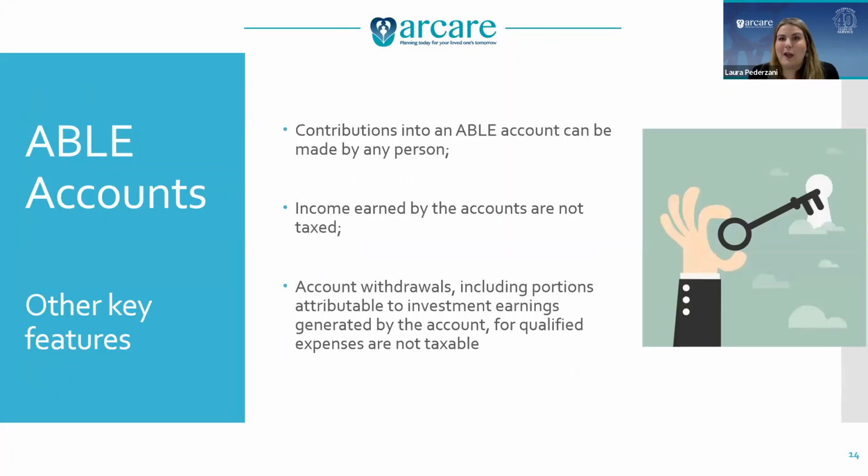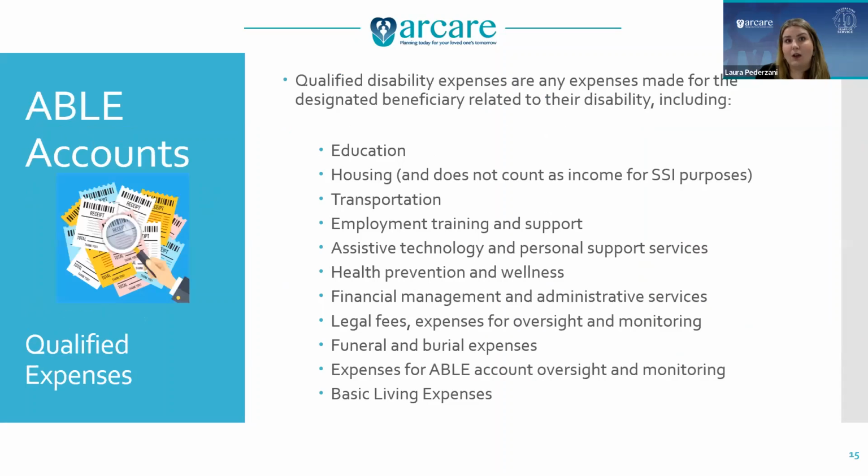So other key features about ABLE accounts. Contributions, again, can be made by any person, and that would go towards that $16,000 a year limit. That, again, is friends, family, anyone who wants to support the individual in their quality of life. Income earned by the accounts, interest income, is not taxed. That's a huge advantage to a 529 or ABLE account. And then account withdrawals for qualified expenses are also not considered taxable income. So there are a lot of tax advantages to utilizing an ABLE account.